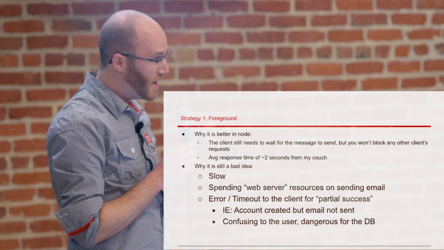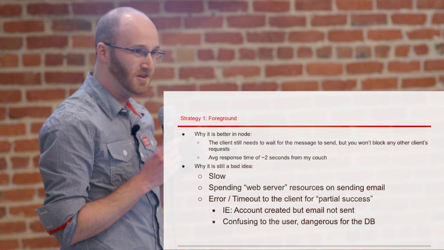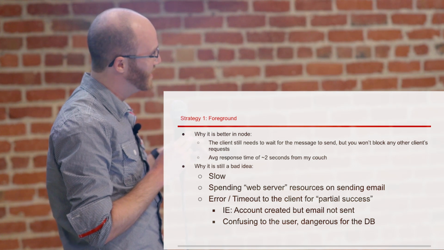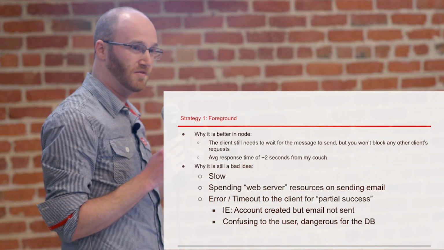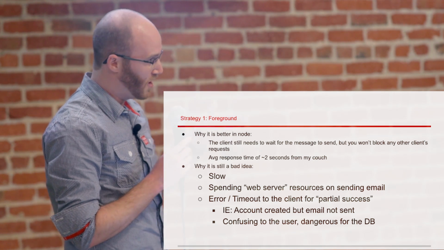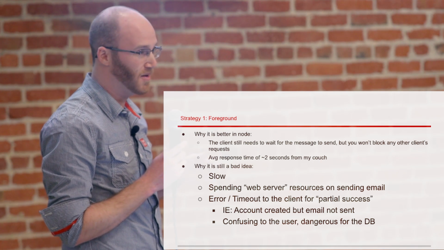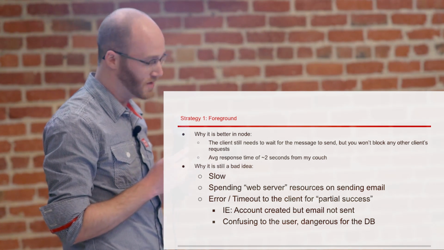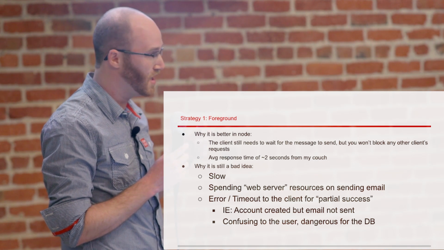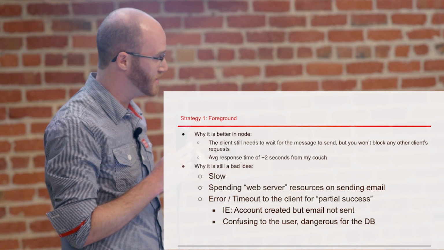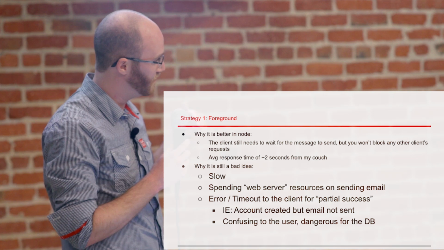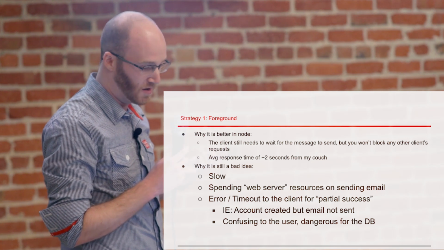Everything's great. It's better in Node than other languages because at least you're not upsetting anybody else when you do that. With the PHP example and an equivalent Ruby example, you would be blocking a web worker, whatever that means in your language. So for the time it took to send that email, nobody else could use that worker. But in Node, because it's all asynchronous, other people can still be making requests and getting stuff done, even if the client still had to wait that 1.5 seconds, which isn't that terrible.